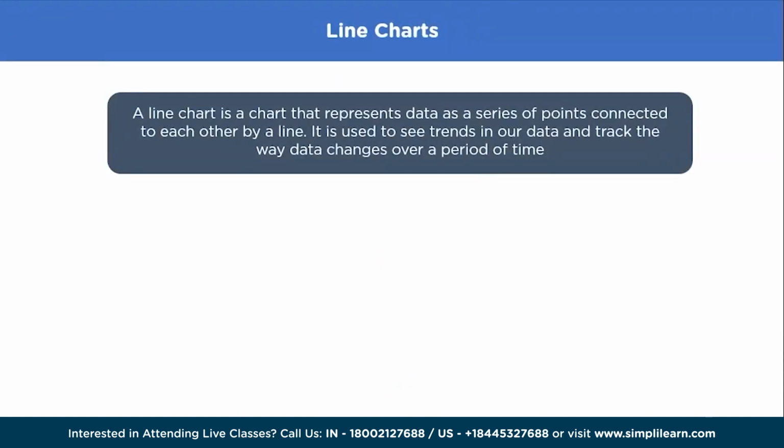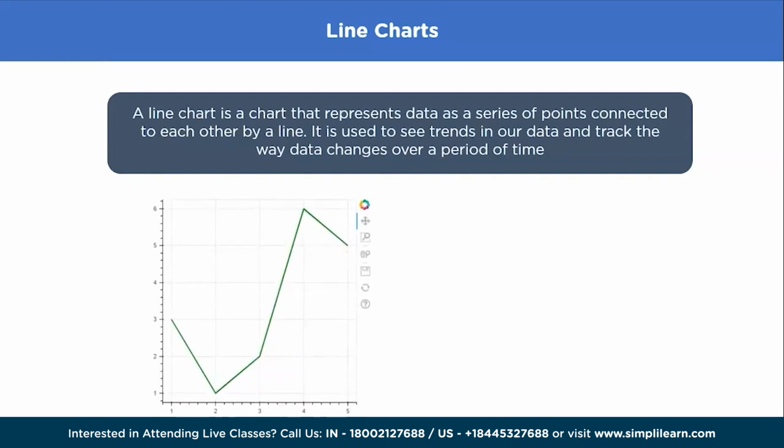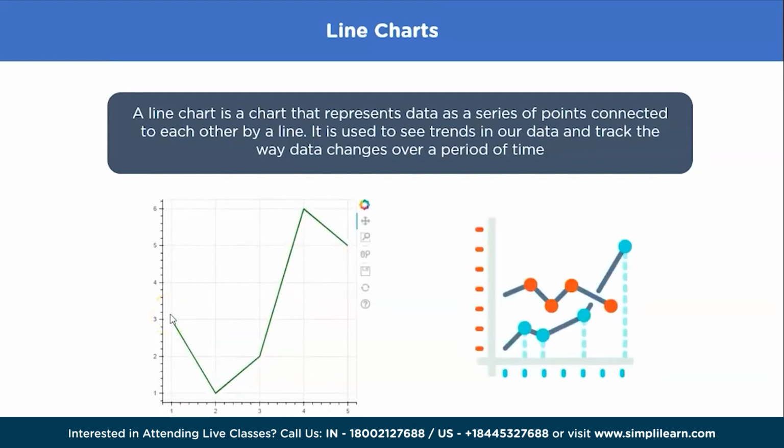So again, what exactly are line charts? A line chart is a chart that represents data as a series of points which are connected to each other with the help of a line. It is used to see trends in our data and track the way data changes over a period of time. So this is the same chart that we just plotted using Bokeh right now. So as you can see, the parameters that were passed in were 1, 2, 3, 4, and 5 on the x-axis, and 3, 1, 2, 6, and 5 on the y-axis. So how exactly the line chart is plotted is that you plot each of these points and then you connect them or join them using a line.